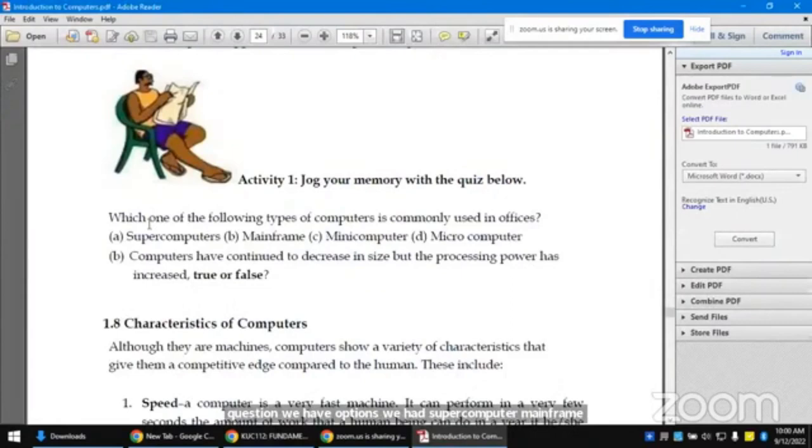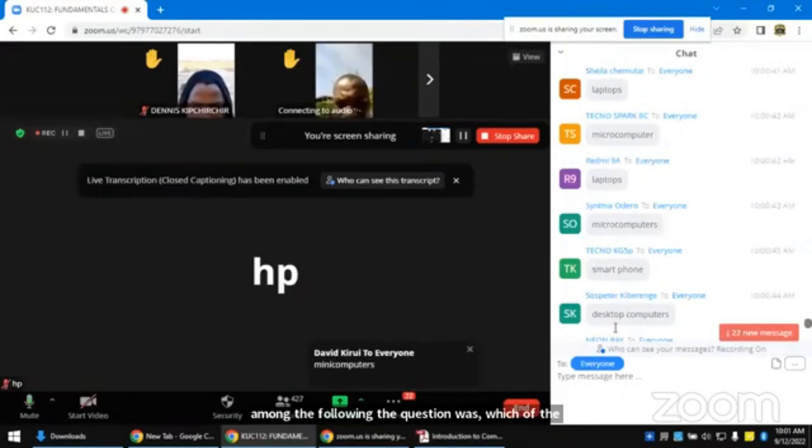Don't go outside those answers because you have option A, supercomputers, mainframe, mini computers, and micro. So choose one. Desktop is not part of the options, kindly. So choose one among the following. The question was, which of the following types of computers is commonly used in offices? We have A, supercomputers, B, mainframe, C, mini computers, and D, microcomputer.